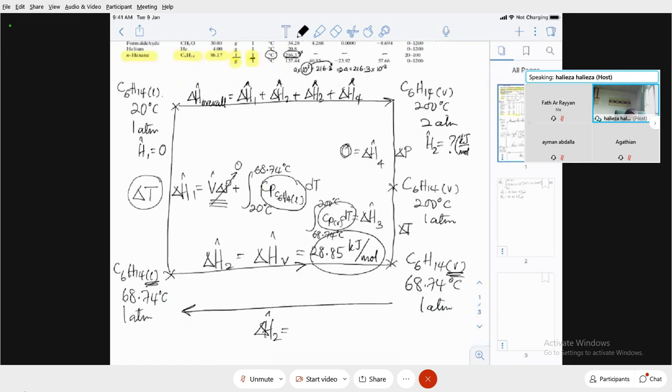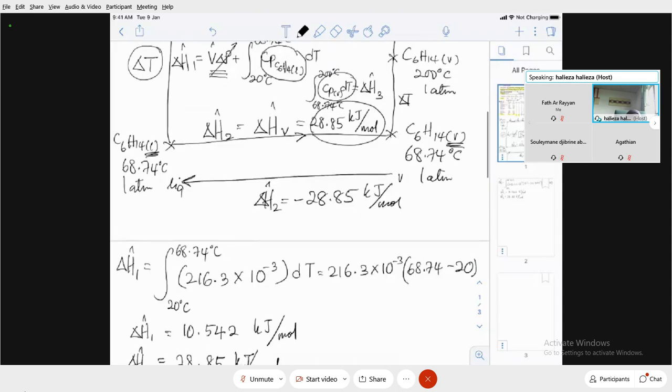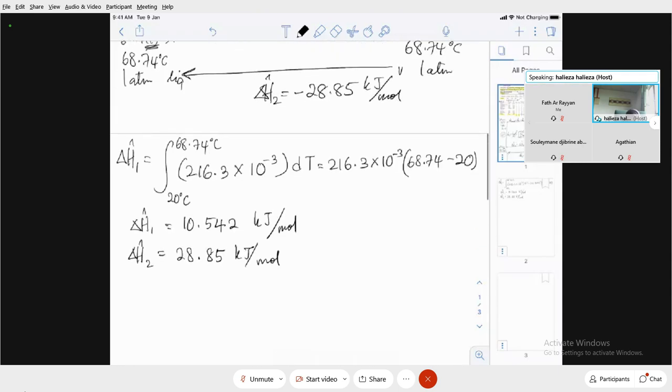Anybody? Well, it should be negative, right? Yes, you got it. Thank you, Sulaiman. That should be negative because you're going from vapor to liquid. But we are going from liquid to vapor, so we stick with the positive sign, 28.85. So bear that in mind. That's the second change in enthalpy.